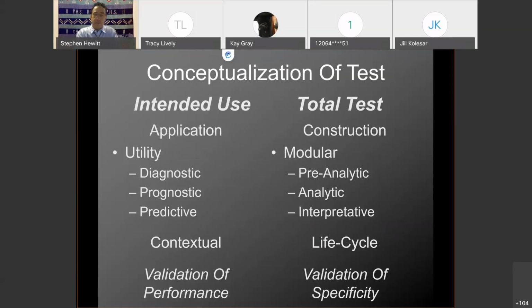Conceptualization of a test. This is something that most investigators really don't need to embody or worry about, but the pathologist does. And it is something that should come up in a conversation. And that is, what is the intended use of the assay? How are you using it? Again, as we've talked about, what's its utility, but also what's the contextual application of its use?